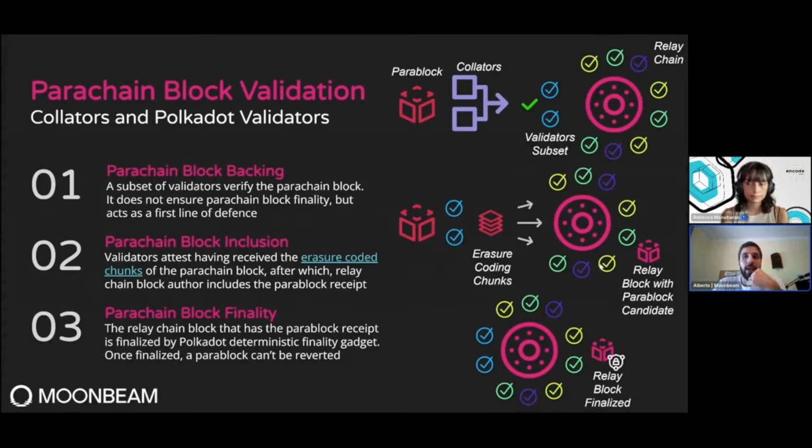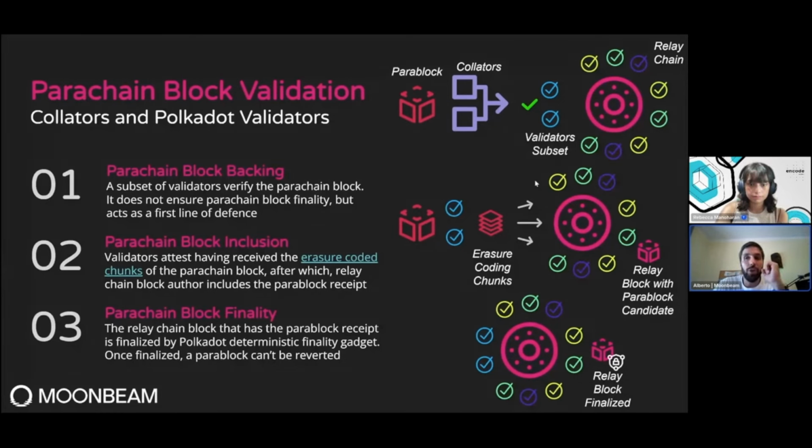And then inclusion, just to summarize it, is the process of having information of that block that is really relevant to ensuring that the parachain block is valid within a relay chain block, okay? Backing is the process of a subset of validators verifying the parachain block, and inclusion is, this is not entirely true, but for the purpose of this talk, when the relay chain block is proposed in Polkadot, and that relay chain block has information about the parachain block that is being proposed by the collator.